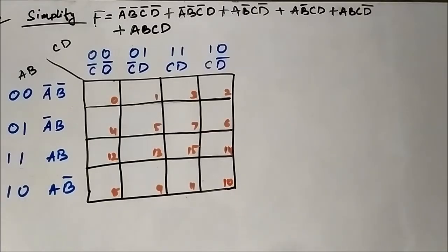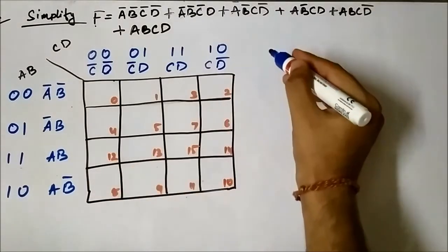So this is the second question which we are going to discuss on 4 variable SOP K-map. Here we have again a Boolean expression, and we have to simplify it. The Boolean expression is given as a b bar c bar d bar, a bar b bar c bar d, a b bar c d bar, a b bar c d, a b c d bar, and a b c d.